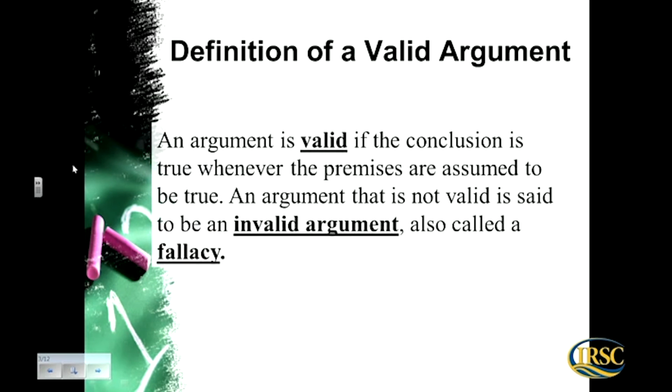An argument is valid if the conclusion is true whenever the premises are assumed to be true. An argument that is not valid is said to be an invalid argument, also called a fallacy. Other words you may have heard from the creative thinking class. You want your arguments to be valid. You want to make sure that you're able to structure these things in a way that makes good arguments. You'll win more debates if you have good arguments.